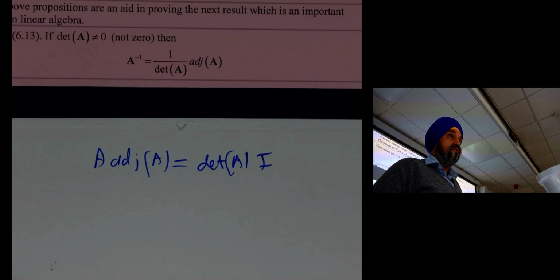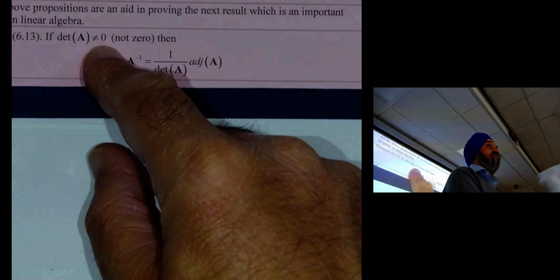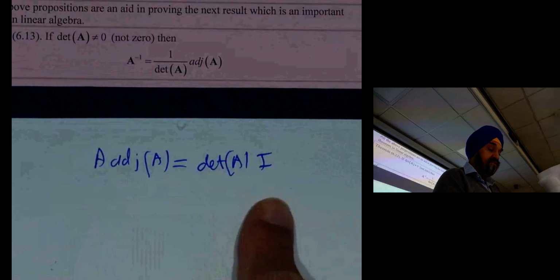What you could do is put the A onto the other side, to make it the inverse of A. No, I wouldn't do that. So you see, I divide. The determinant is not zero, so you can divide by the determinant, can't you? You've got this result, yeah?